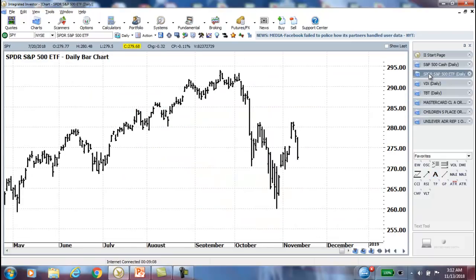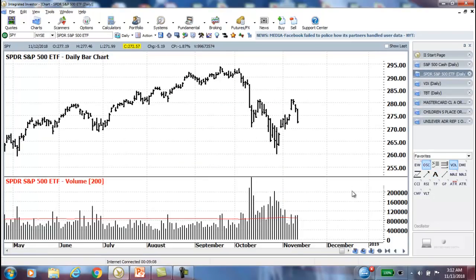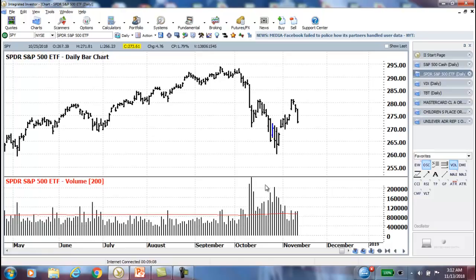Looking over at the SPY for volume, bring volume into the mix. Volume stays elevated. It's come down from where we were the past couple of weeks on that downward zigzag pattern.